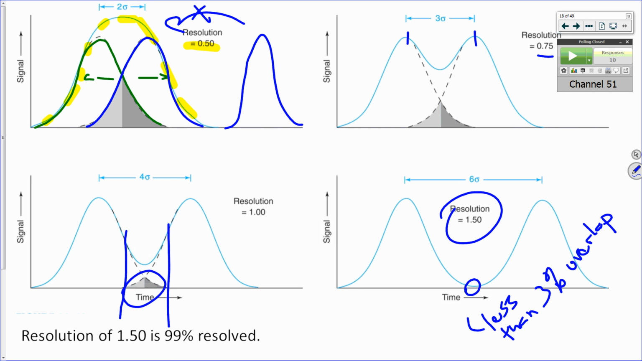Now, integration with computer systems today, they will mathematically model this and they will calculate these peak areas independently. So they can deal with resolutions. Most systems can deal with anything with a resolution greater than 0.6 and do a pretty accurate calculation.